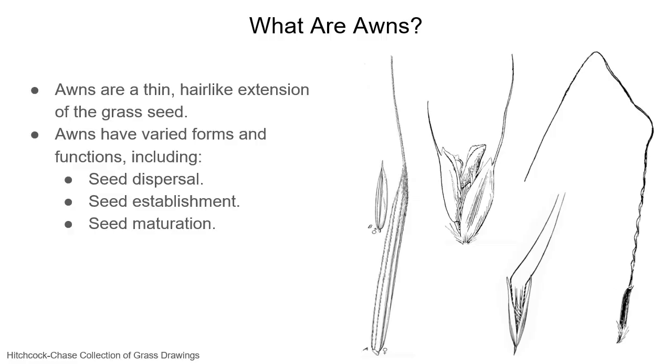Now, what are awns? Awns are a thin, hair-like extension of some grass seeds, and even between grasses, awns have extremely varied forms and functions, as you can see below. Awns are thought to provide the seed a variety of benefits based on their function, including seed dispersal, establishment, and maturation. For example, this twisted awn on the right actually unwinds in response to moisture and drills the seed into the ground, effectively planting it.